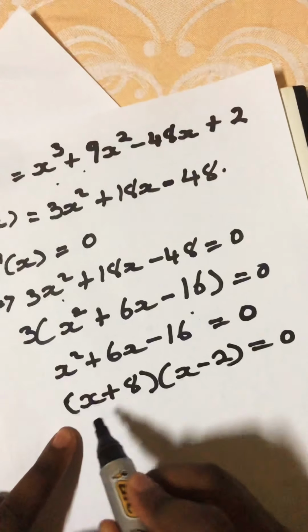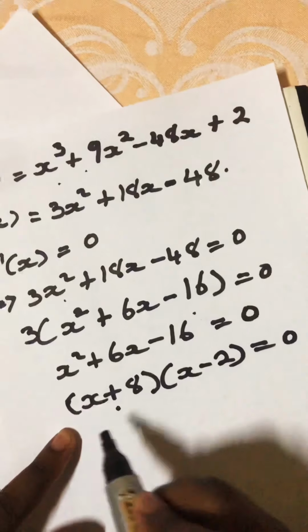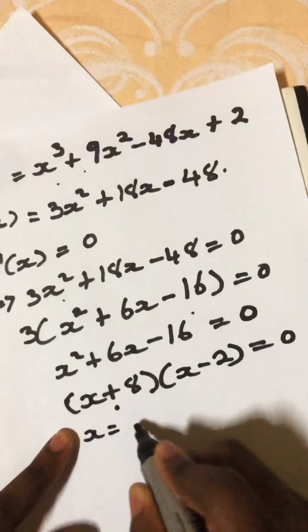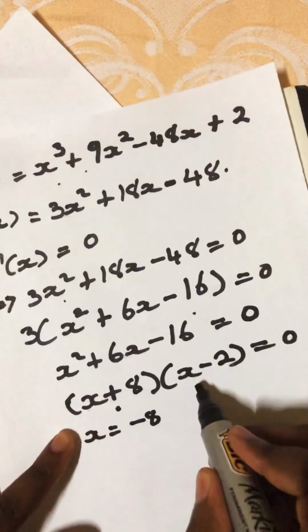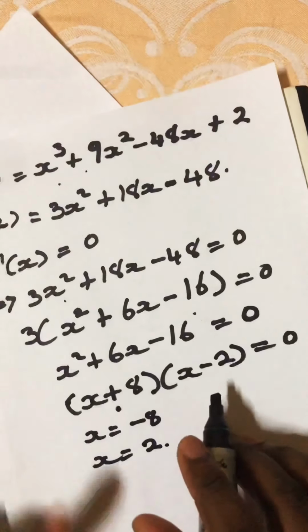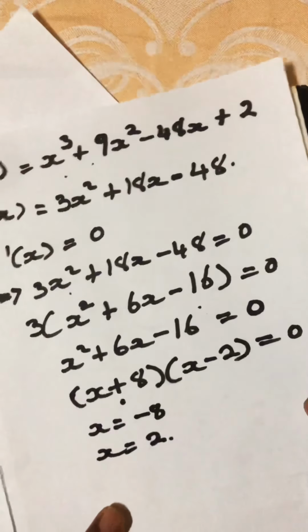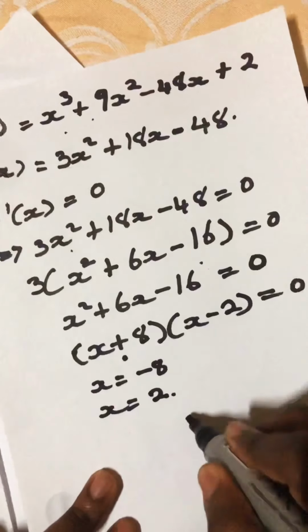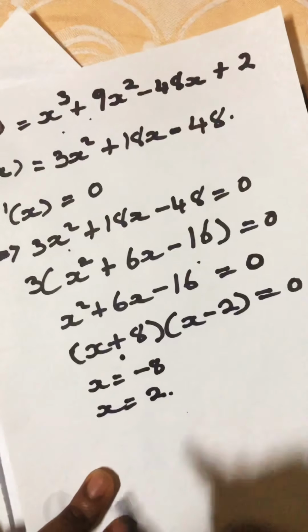So let's take the first. If this gives 0, it implies x equals negative 8. And if this gives 0, it implies x equals 2. So we have x equals negative 8, x equals 2.